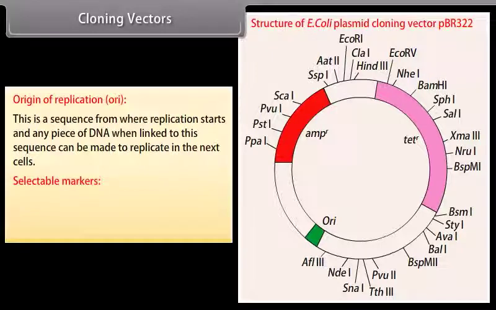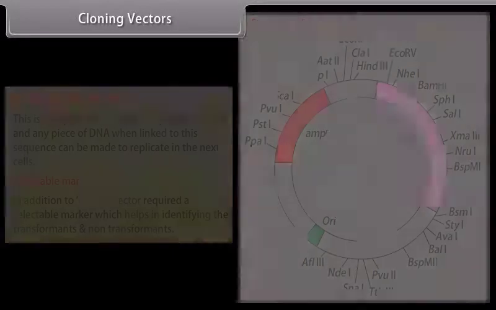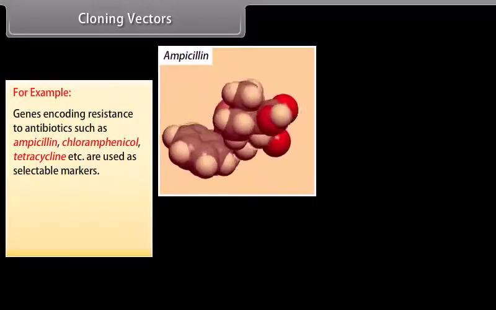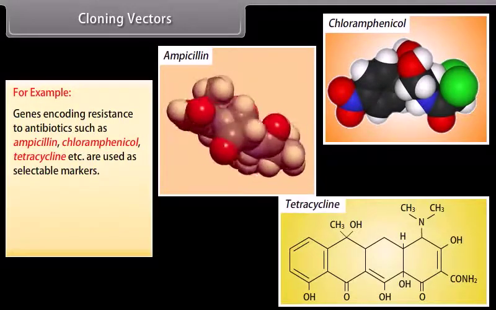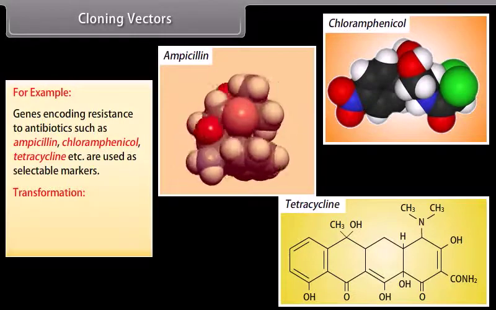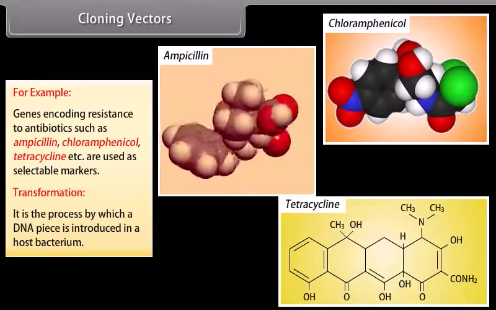Selectable markers. In addition to the ORI, the vector requires a selectable marker which helps in identifying the transformants and non-transformants. For example, genes encoding resistance to antibiotics such as ampicillin, chloramphenicol, tetracycline, etc. are used as selectable markers. Transformation. It is a process by which a DNA piece is introduced into a host bacterium.